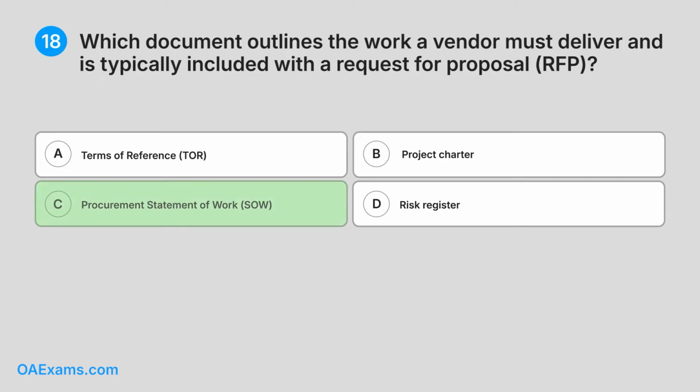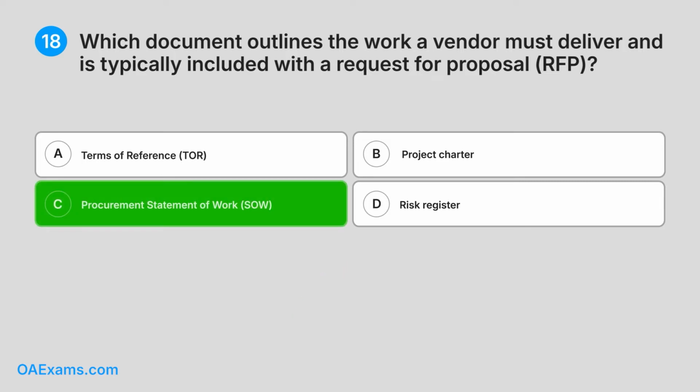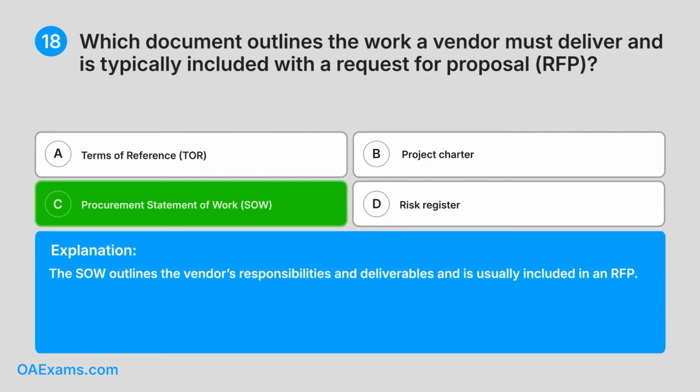Correct answer: C. Procurement statement of work. Explanation: The procurement statement of work outlines the vendor's responsibilities and deliverables and is usually included in an RFP.